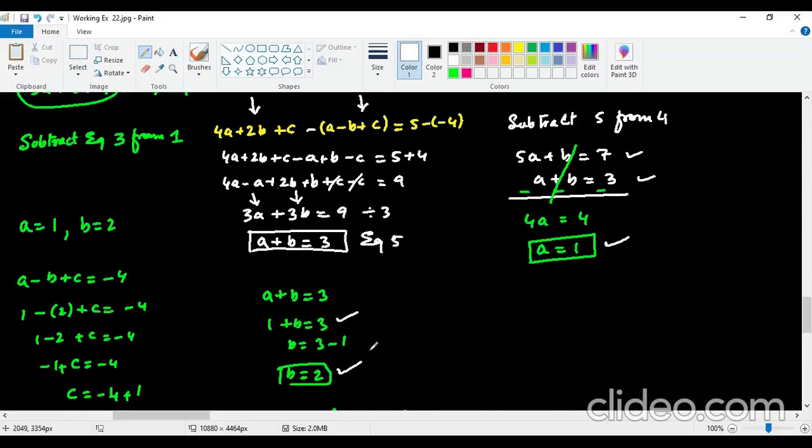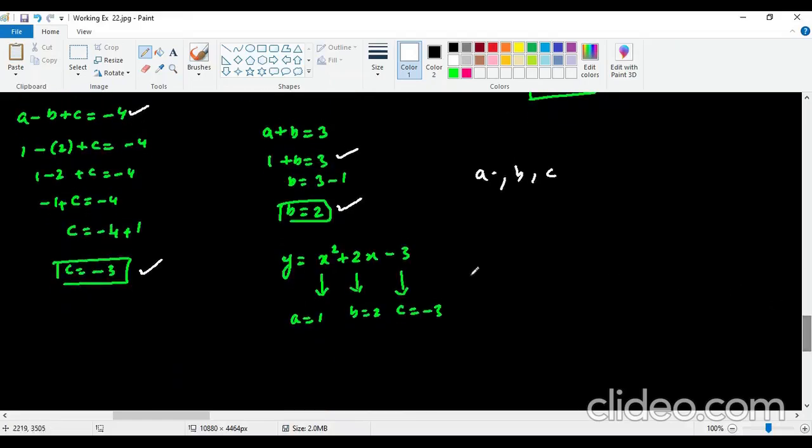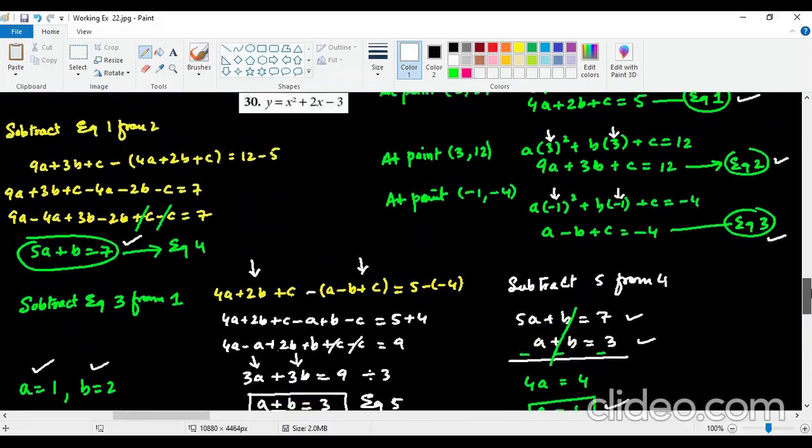Now I know the value of a is 1, the value of b is 2. Now I'll find out the value of c. I know very well a minus b plus c equals negative 4. I'll plug in the values of a and b to get the value of c, which equals negative 3. Now since I know the values of a, b and c, all three, I can make the equation x squared plus 2x minus 3, in which the value of a is 1, the value of b is 2, and the value of c is negative 3. That's the wrap up of this exercise.